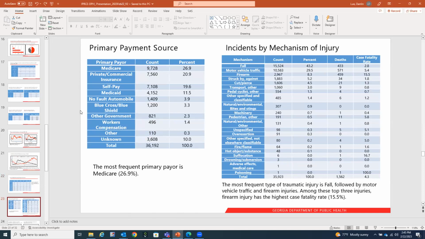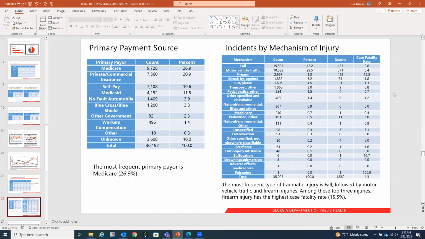The left table shows the primary payment source. So we can find the most frequent primary payer is Medicare. It's about 26.9%.